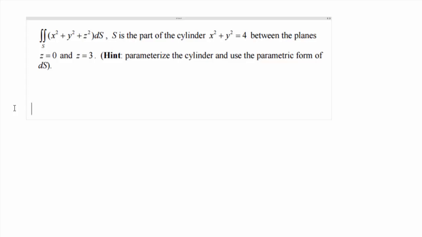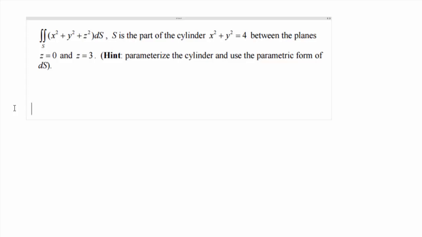Surface integral of x squared plus y squared plus z squared dS, where S is the part of the cylinder x squared plus y squared equals 4 between the horizontal planes z equals 0 and z equals 3. Parameterize the cylinder and use the parametric form of dS.